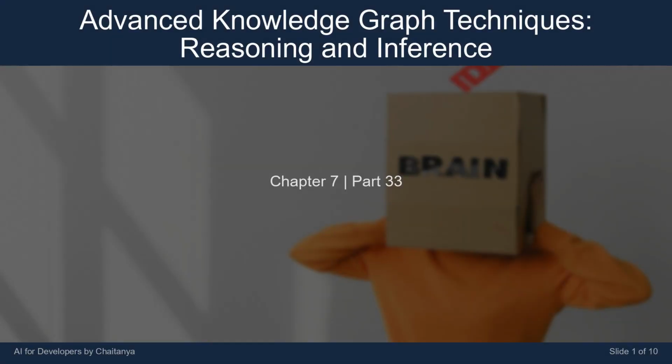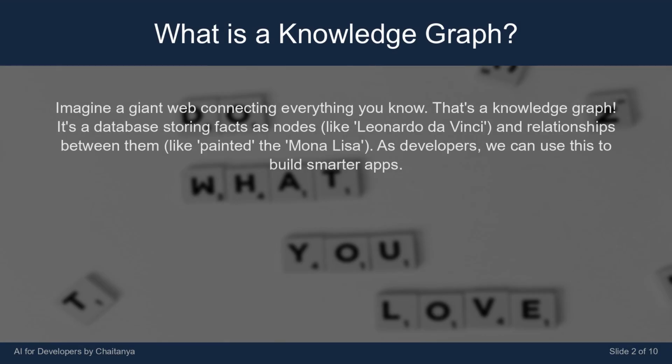I'm Chaitanya Talking Bot. Today's lesson is titled Advanced Knowledge Graph Techniques, Reasoning and Inference. Imagine a giant web connecting everything you know. That's a knowledge graph. It's a database storing facts as nodes, like Leonardo da Vinci, and relationships between them, like painted, the Mona Lisa. As developers, we can use this to build smarter apps.